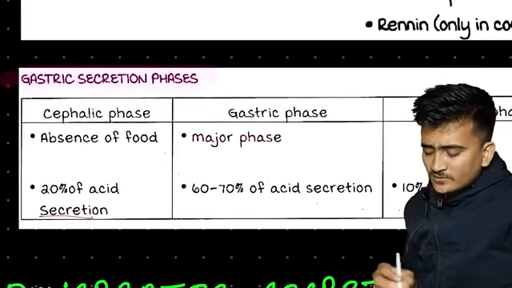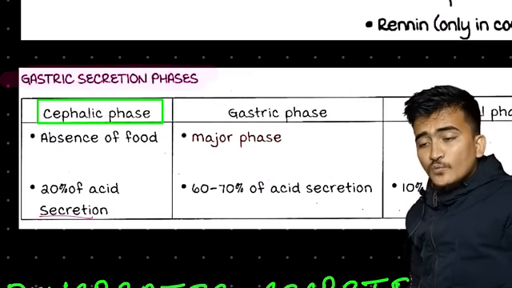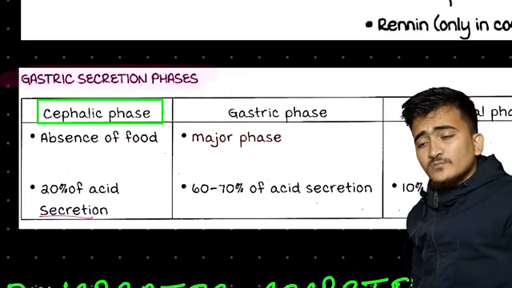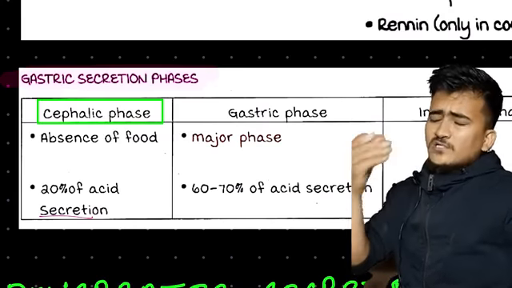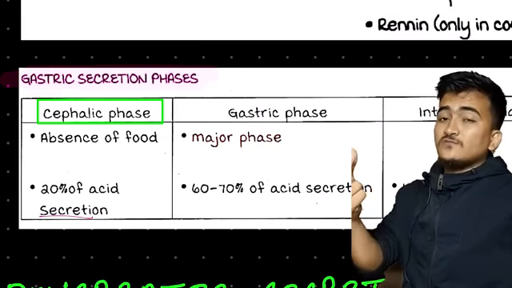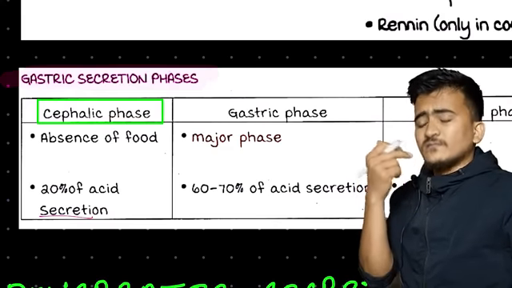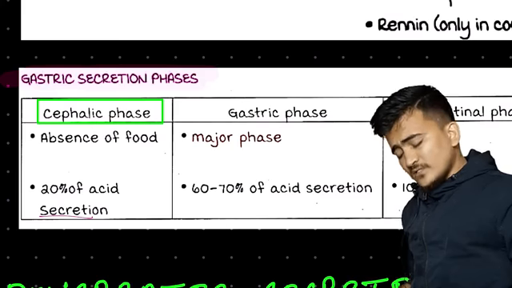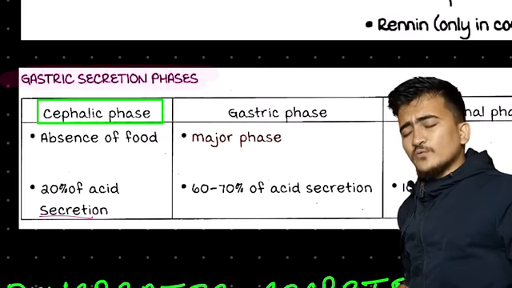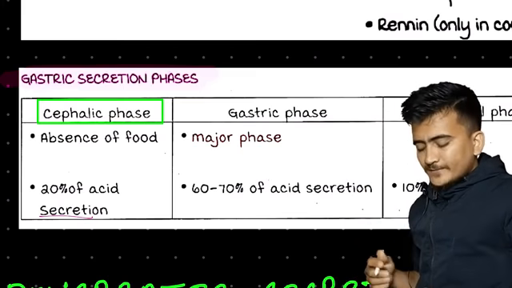Now what is the condition? What will happen in this cephalic phase is there will be absence of food. What do you mean by absence of food? That means we will just hear about food, we will just see food. That is the condition, right? Whenever we see food, at that time there will be water in our mouth, and that is saliva. That is what the cephalic phase is. It means there is absence of food, but we are hearing about food, we are having sight of food, right?